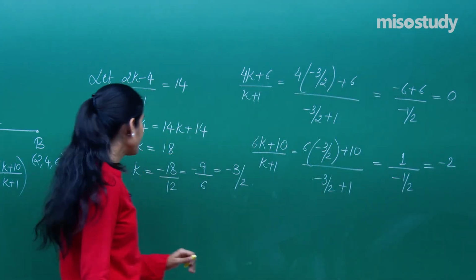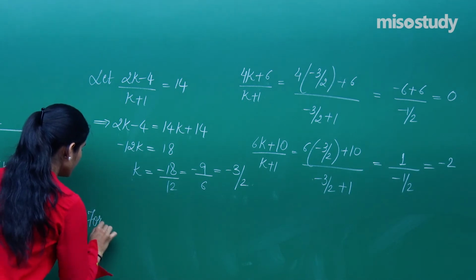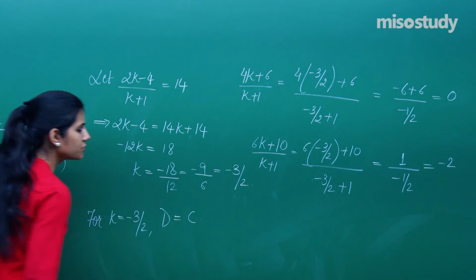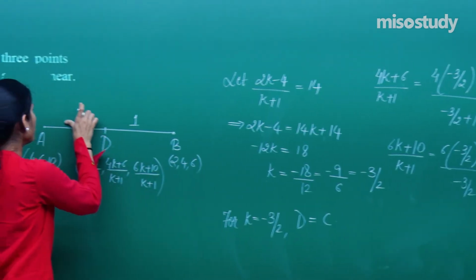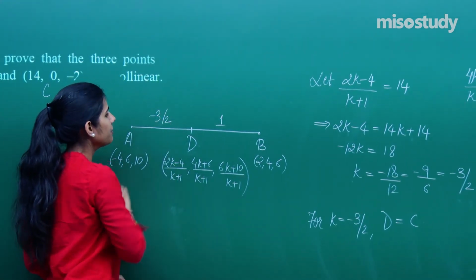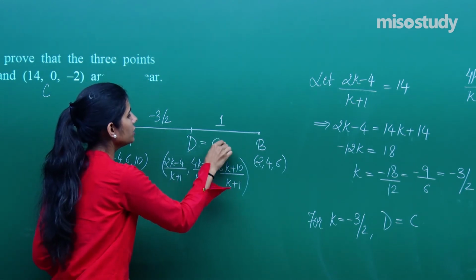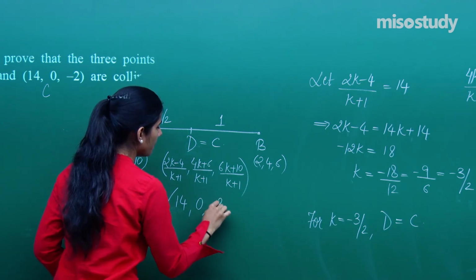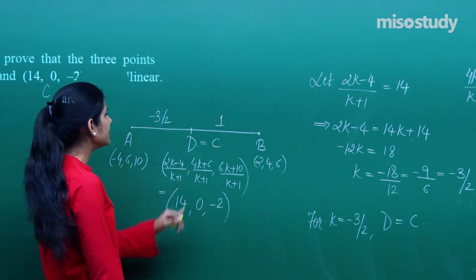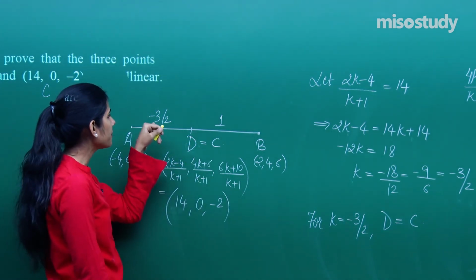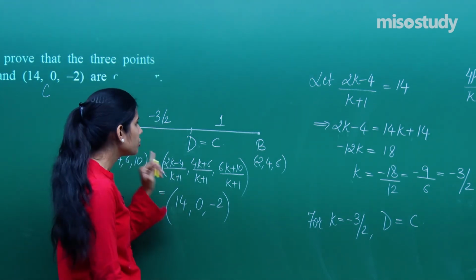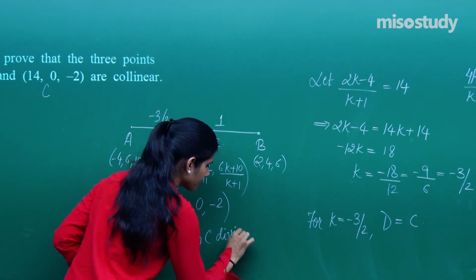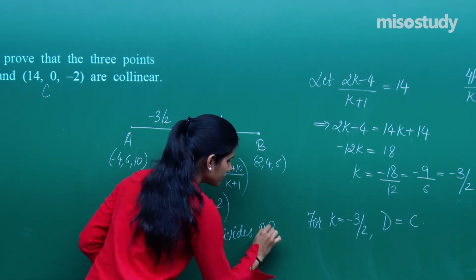So I am getting that for k equal to minus 3 by 2, D is equal to C. That means if over here I write minus 3 by 2, then D will be equal to C, because this will be equal to 14, 0, minus 2. And so I will be getting that C is dividing AB segment externally in the ratio 3:2. C divides AB externally because the ratio is negative.